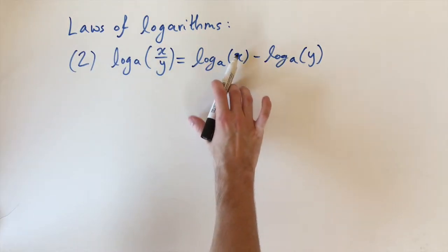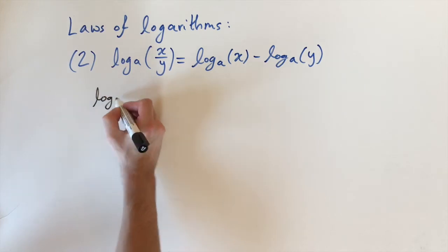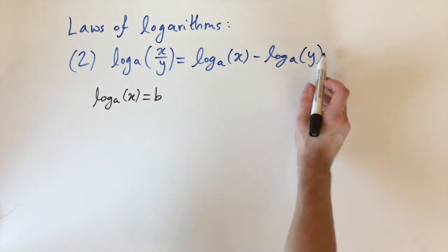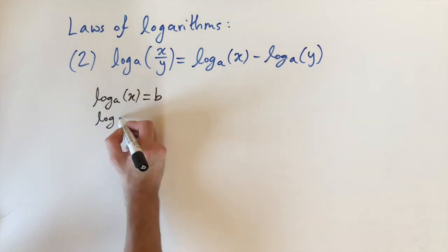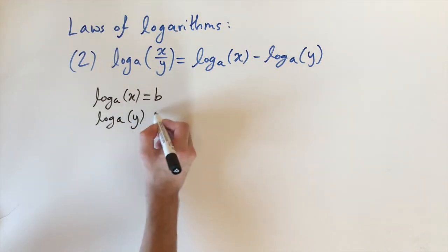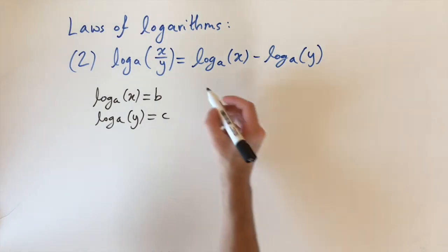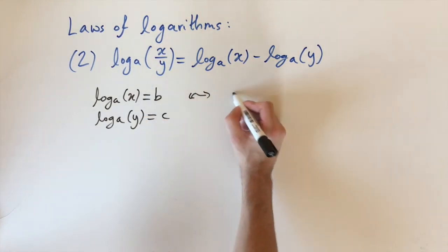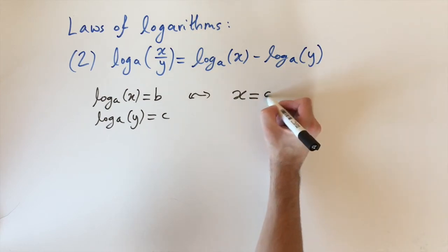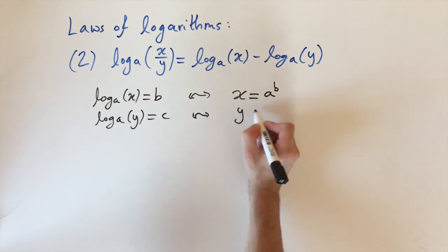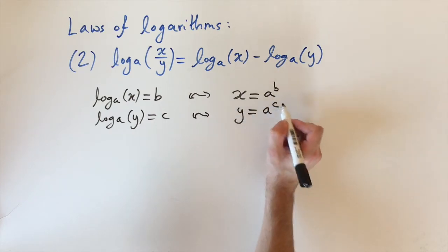I'm going to label this as b, so I'm going to call log base a of x, b, just as before, and again I'm going to call log to base a of y, c. And then we want to translate everything in terms of exponentials again. This we saw last time, this is the same as x equals a to the power of b, and then this equation is equivalent to y equals a to the power of c.